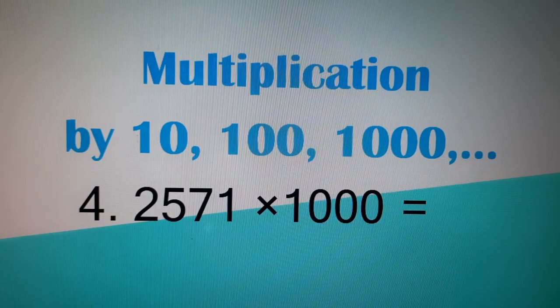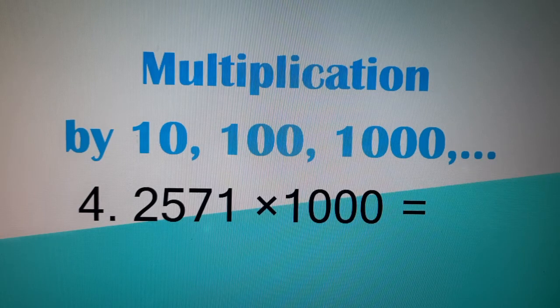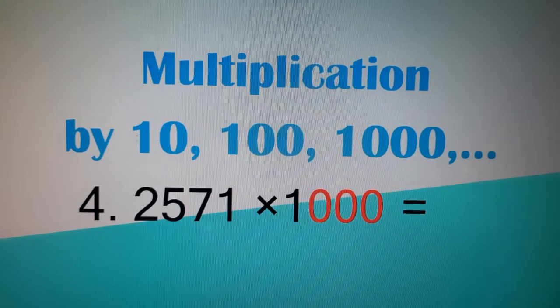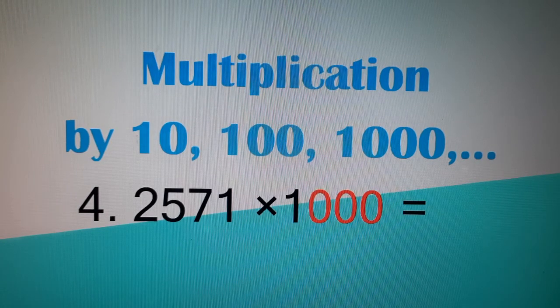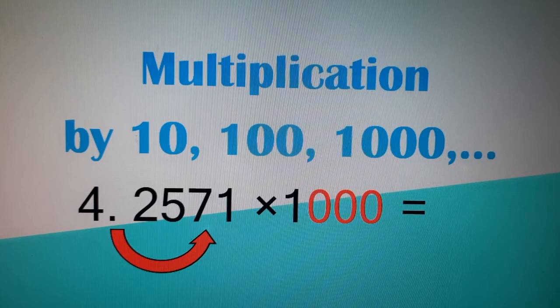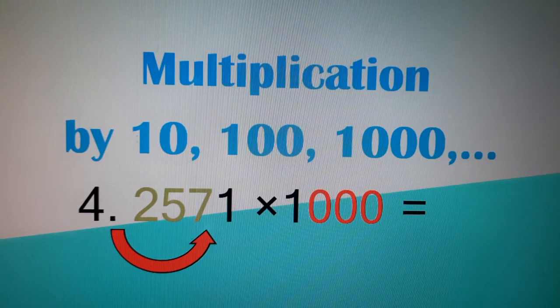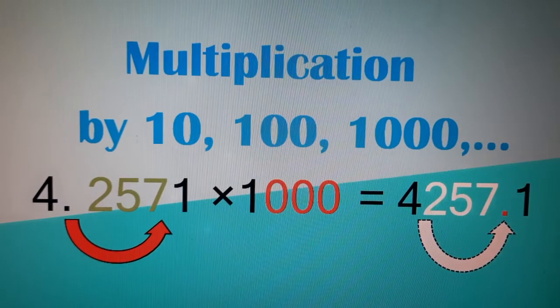Now let's multiply 4.2571 by 1000. As there are three zeros in 1000, we have to move the decimal point three places to the right. Then we get the answer 4257.1.